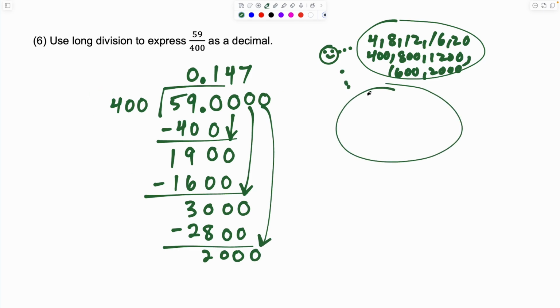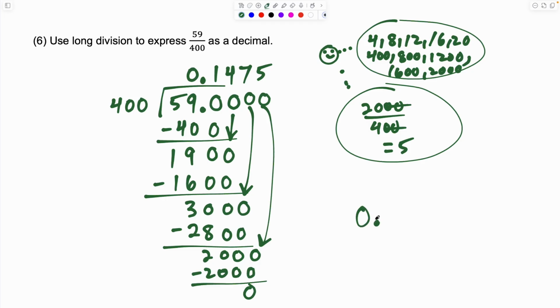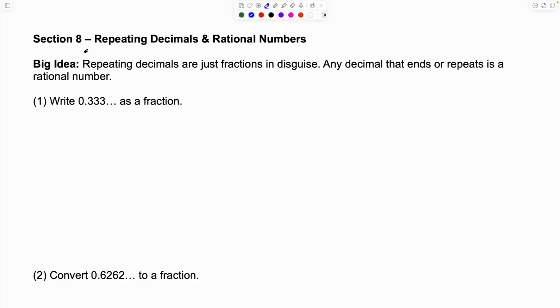So the math I'm doing in my head when I divide 2000 by 400, you can just see the zeros crossing off at the end. You could cross off common zeros, and 20 divided by 4 is equal to 5. So I get a 5 at the end. 5 times 400 is 2000, and when we subtract, we have no remainder. Okay, this divides evenly. So our final answer here is going to be 0.1475.